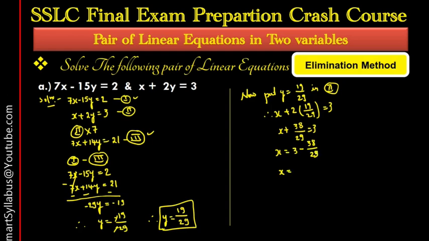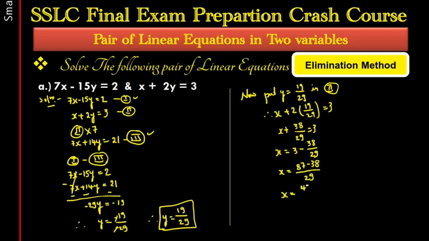Next, x is equal to, we have to take the LCM now. LCM in the sense here, the denominator has no number, so just cross multiply. 29 into 3, it's 87, minus 38 as it is, the whole divided by 29. Next, x is equal to 87 minus 38, it's 49, in the denominator it's 29. Further you cannot divide these two, right? So it means this is the final answer for the value of x.